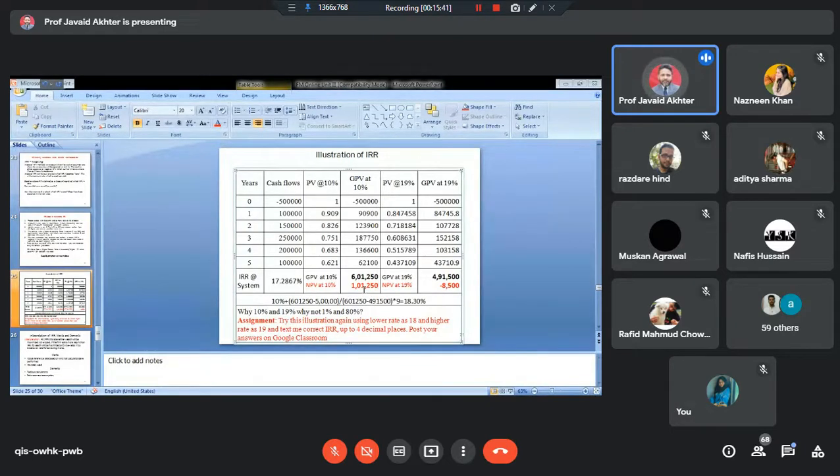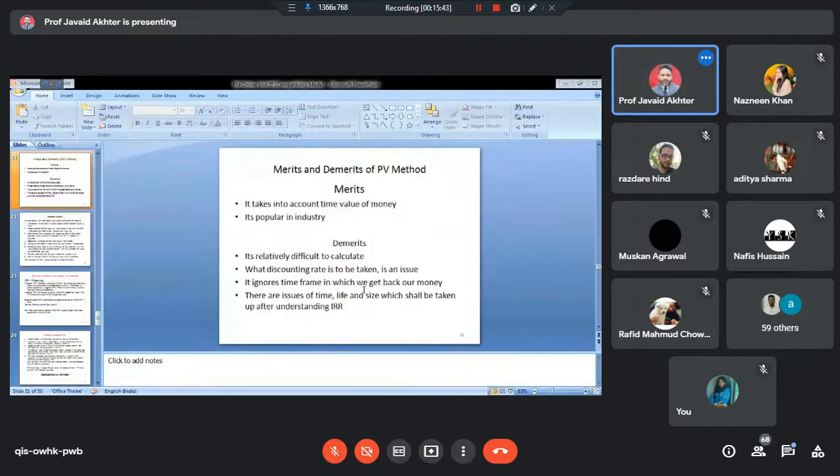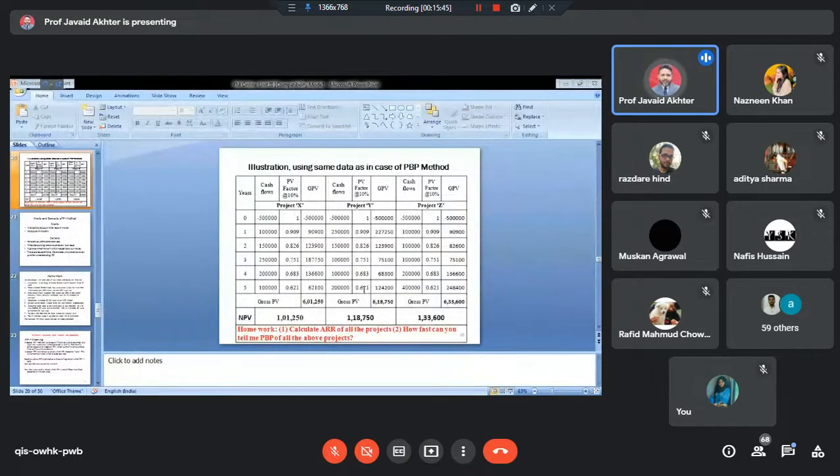I have provided you this data. Let me go to this data, X, Y, and Z. For X, I have calculated the example that you saw in the slide that we were discussing. IRR has been calculated. Now try on your own and calculate IRR for Y and also calculate IRR for Z.